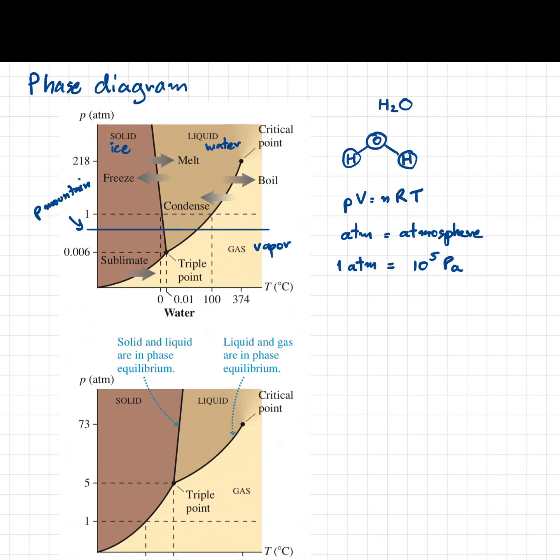Right. So it's going to be lower. So you can see that when you lower the pressure to go across from liquid to gas, you actually don't need to go to 100 degrees Celsius. It's going to happen a little bit lower. Okay, so that's why it boils at lower than 100 degrees Celsius.